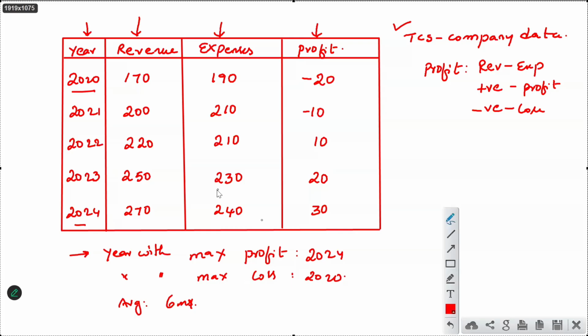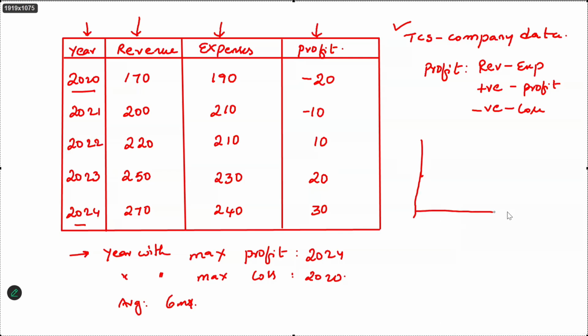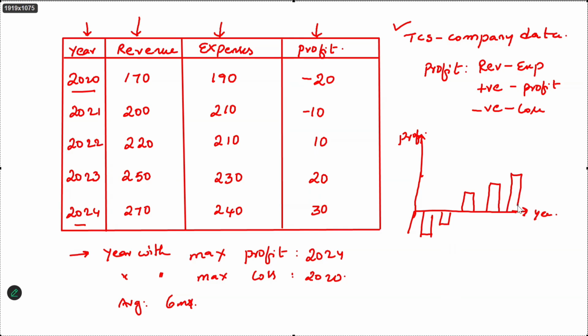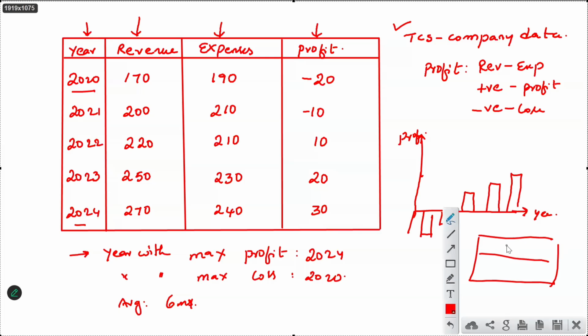Okay. So same data I'm taking for better understanding. What can I do? I can visualize that data, taking profit and year. So I have year here, I have profit. So 2020 negative profit, 21 negative profit, 22 profit, 23 profit, 24 profit. Not only that, I can create the dashboards also. So dashboard, it speaks a lot of things regarding what has happened.